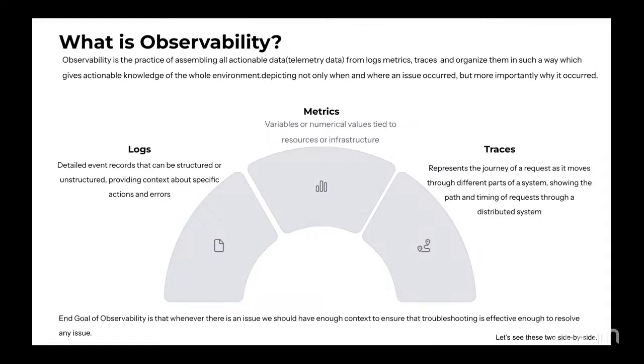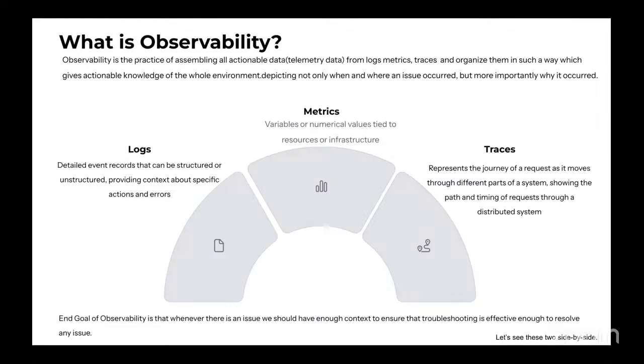So the end goal of observability is that when there's an issue, there is enough context for you to answer what that issue is and why it is happening. You're able to look at the logs, you're able to look at the metrics. When you look at these metrics, okay, there are high error rates. Then you look at the logs. Why is this error so high?